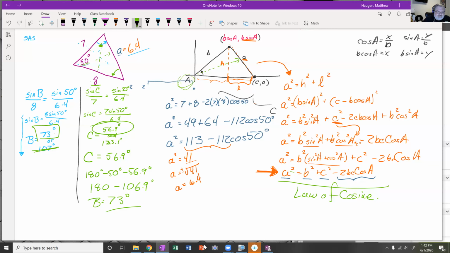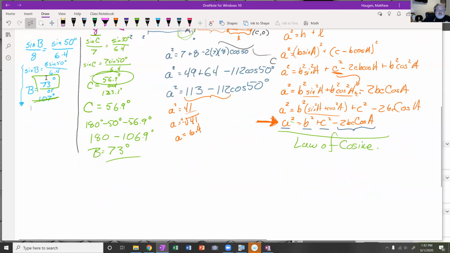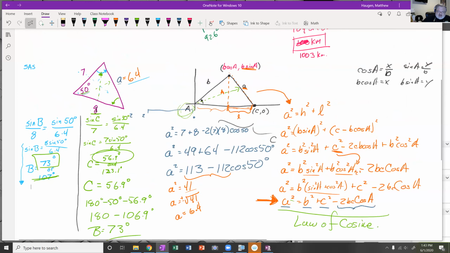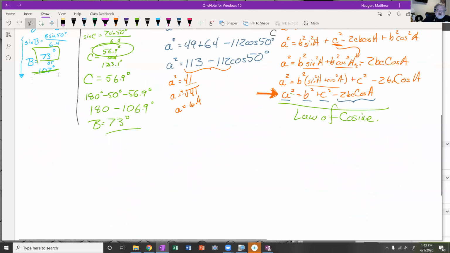Fair? So it's a strategy issue. Make sure you're not putting yourself in a position where you have to use law of sines to find a large angle. And remember, we can tell which one's the large angle because it's going to be opposite the large side.